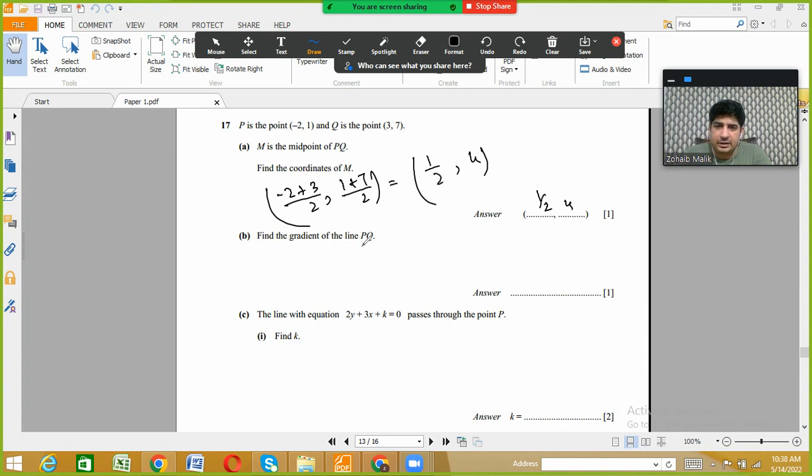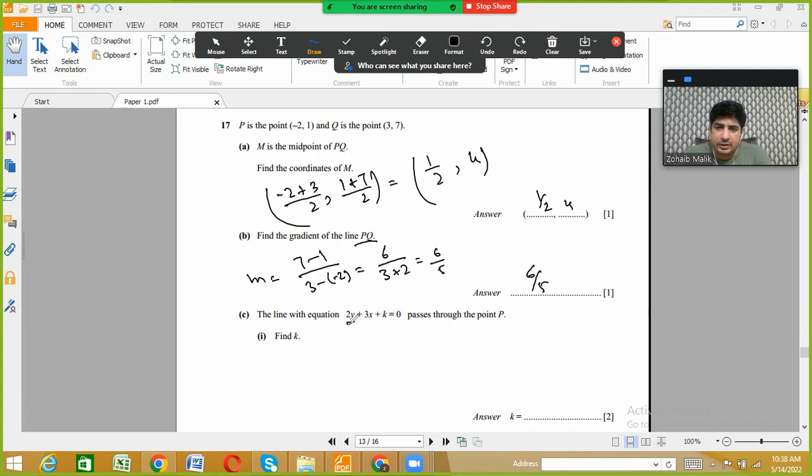You have to find the gradient of the line PQ. So the gradient of a line is (y2 minus y1) over (x2 minus x1). So 7 minus 1, 6 over 3 plus 2, which is 6 over 5.